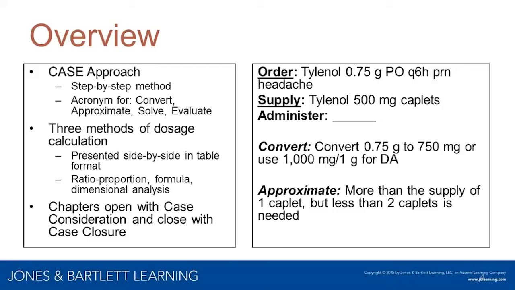That's our tagline. Another great feature of this text is that the 3 main methods of dosage calculation, ratio proportion, formula method, and dimensional analysis, are shown next to each other in one table. This facilitates comparison of the 3 methods and enhances students' ability to apply all 3 methods. A third feature, building on the CASE acronym, is that we open each chapter with a case consideration, that's a case study, that presents a dilemma or error that can be solved or avoided by applying chapter content. This helps engage the students by demonstrating the relevance of the material being presented. The case study is solved in a case closure at the end of each chapter.